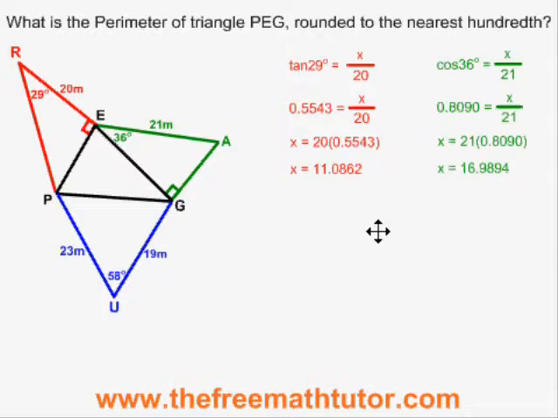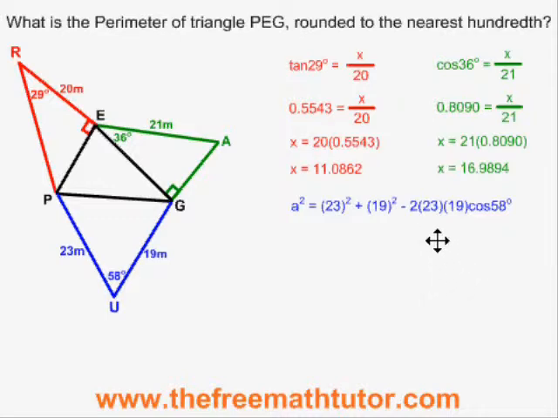And in a situation where I know 2 sides and the included angle, that is a cosine law situation. Filling in my cosine law formula, it will look like this. Side A, the unknown side, squared, which is side PG, is equal to 23 squared plus 19 squared minus 2 times 23 times 19 times cos 58 degrees.